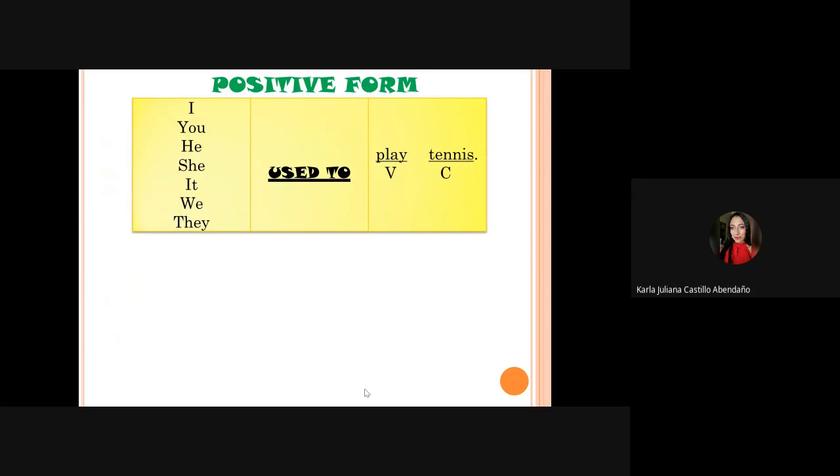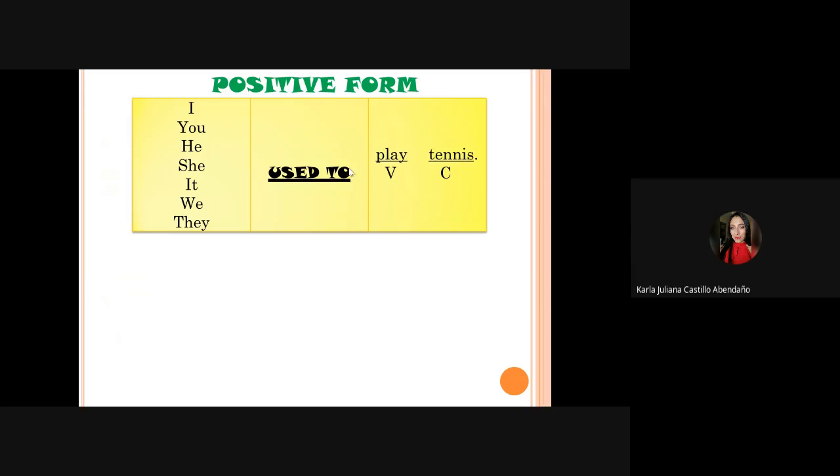For example, as you can see here, we have positive, negative, and questions also, right? In order to express things that we used to do in the past, first of all, we are going to use a subject. As you can see here, the subject could be I, you, he, she, we, they, or any name of a person, thing, anything that you want to replace there. Plus the expression used to.